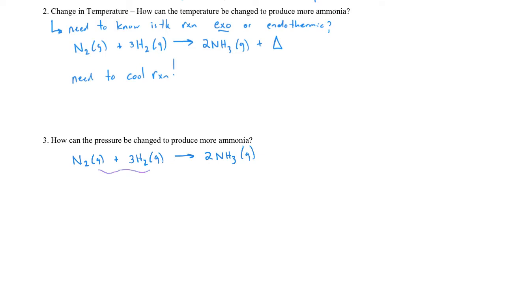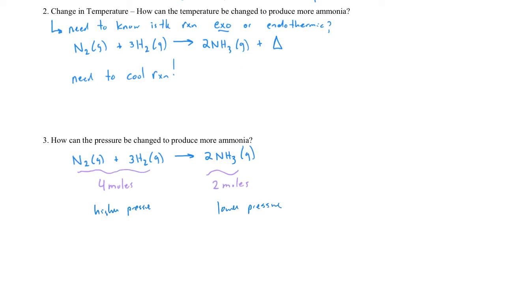So what we do is we add up both sides. We say on the reactant side, we have 4 moles of gas, and on the product side, we have 2 moles of gas. So which side naturally has more pressure already? Well, that would be the reactant side. The reactant side has 4 moles of gas, therefore it's a higher pressure.